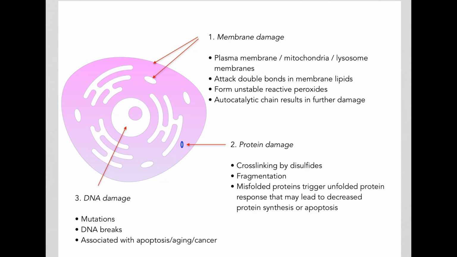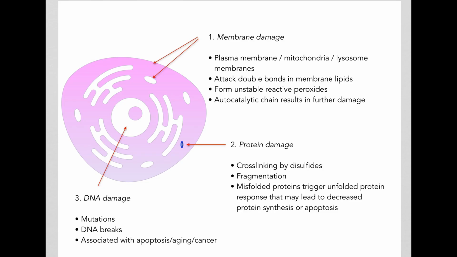Now, free radical attack on proteins can cause cross-linking by disulfides. The sulfhydryl group is especially reactive and can react with free radicals. Remember cysteine, which can react with another amino acid's group, and those two will form disulfides, S-S, and that will lead to protein cross-linking. Of course, the polypeptide chain of proteins can also be broken down by free radicals into fragments.